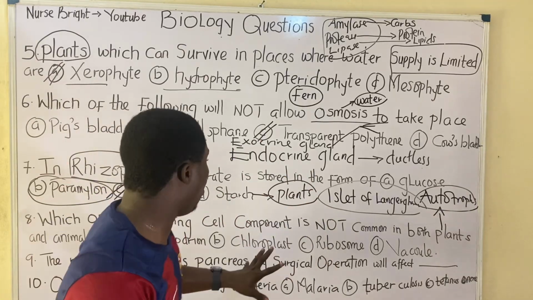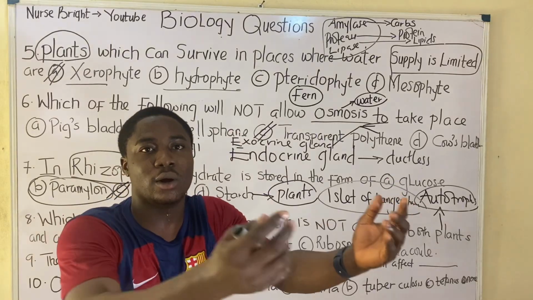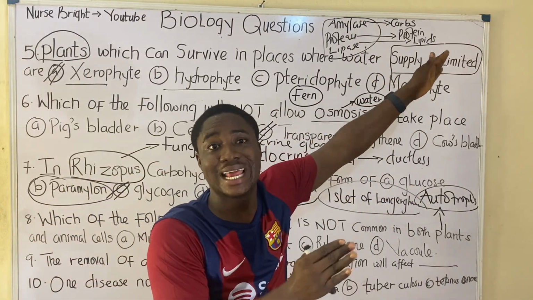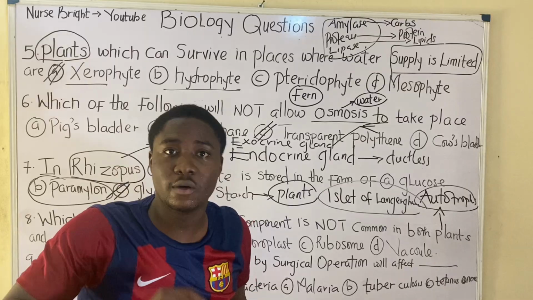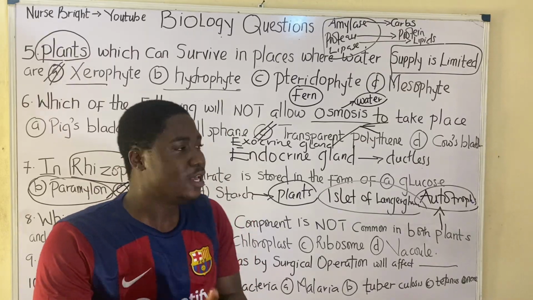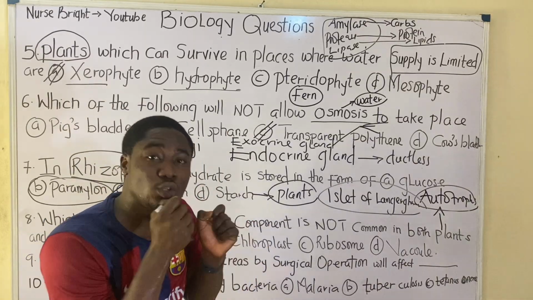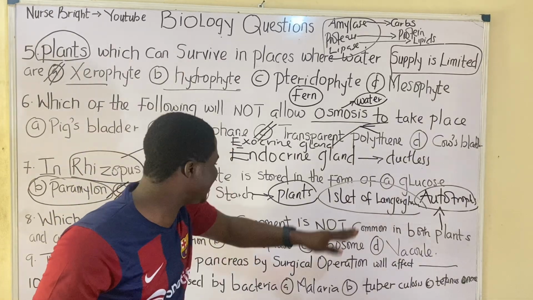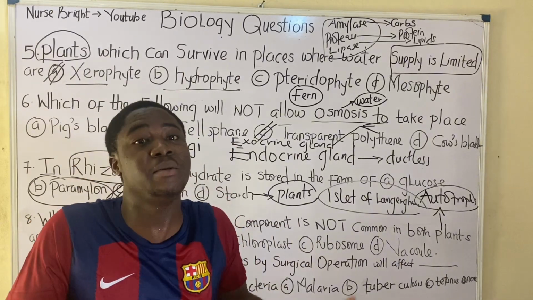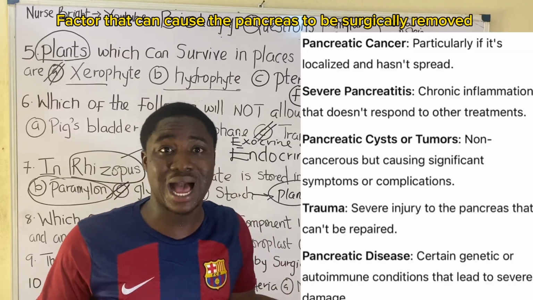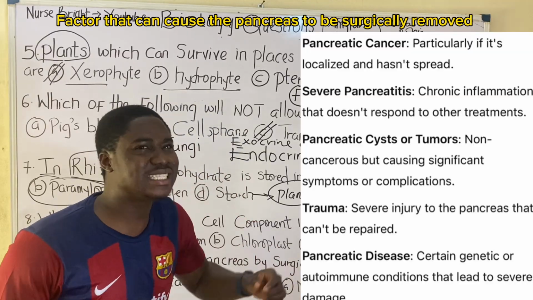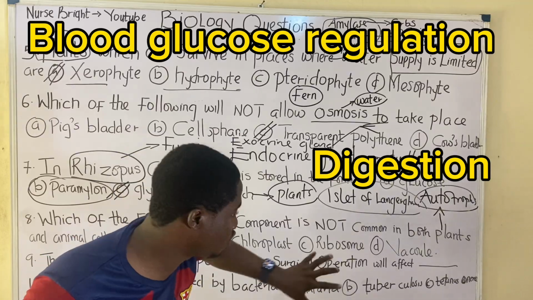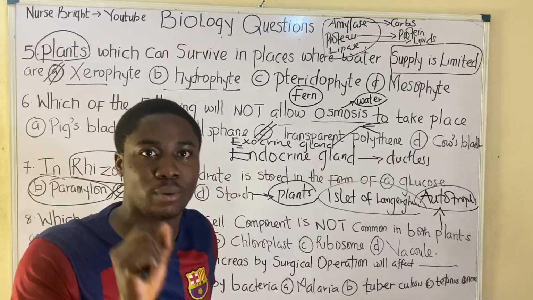So if these hormones are not regulated well, the body system can go towards the high side, hyper. It's not good for the body system. Do you understand what I'm saying? That is why these hormones are very, very important in the body. So when this pancreas gland is surgically removed, maybe because of tumor, cancer, as the case may be, it affects digestion and also affects blood glucose level. So take note of what I just said: digestion and blood glucose level.